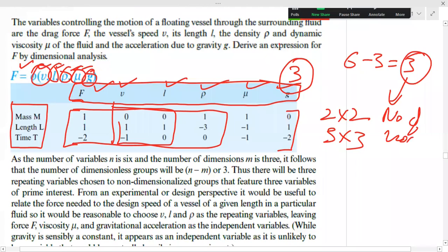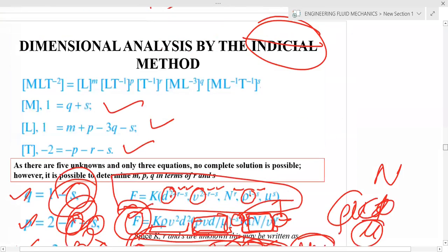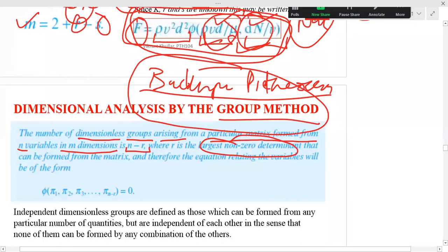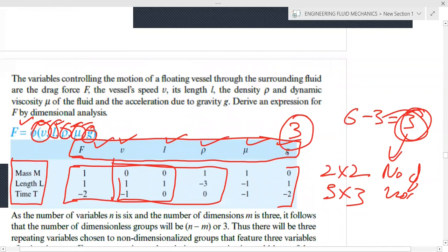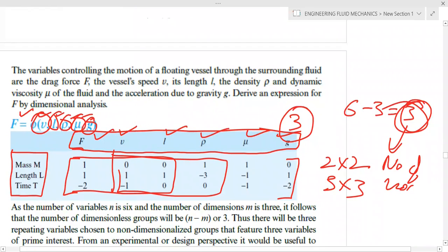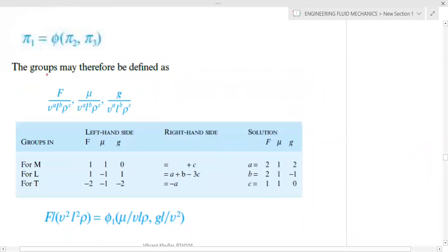Because in the indicial method, you didn't know how many groups you would land up in. For instance, in this, you landed in 2 groups, but those were not clear to you initially. But using this Buckingham theorem, you can always find out the number of non-dimensional groups that you will find. So the analysis is similar to the indicial method. Please remember, I'm quickly going through it because I need to complete it today itself.